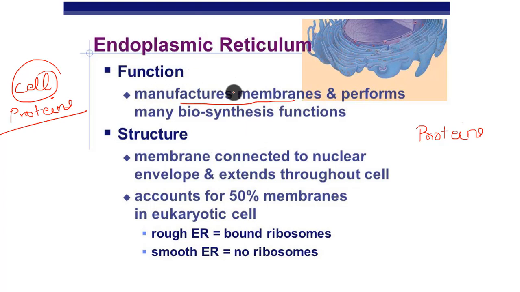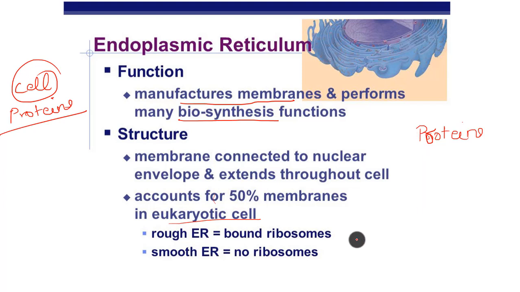So hence it is said that it manufactures membranes and performs biosynthesis function. Biosynthesis makes proteins, which are very important for the cell to perform its function. Structure, as we discussed, it is a membranous structure. It is present near the nucleus. It constitutes 50% of the membranous structure in the eukaryotic cell. And if ribosomes are attached, it is said to be rough. If not attached, it is said to be smooth.